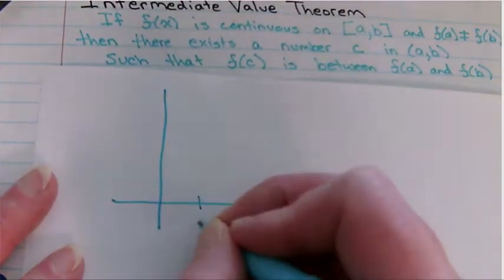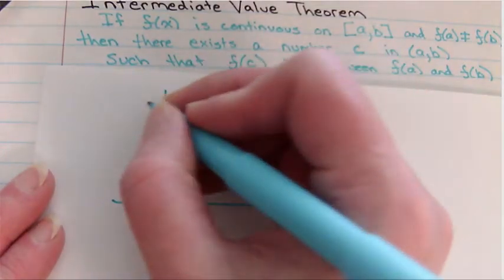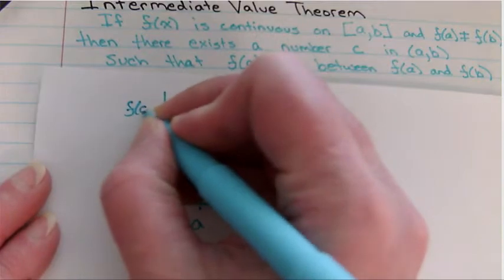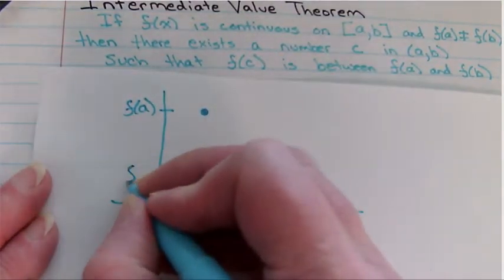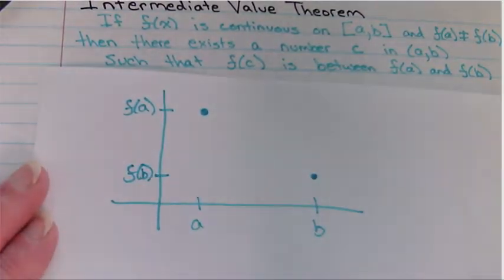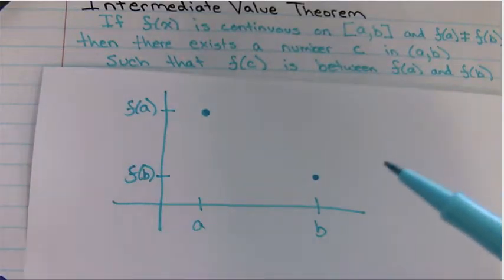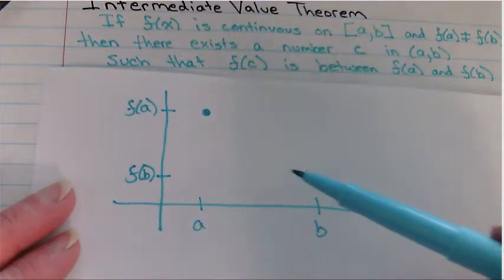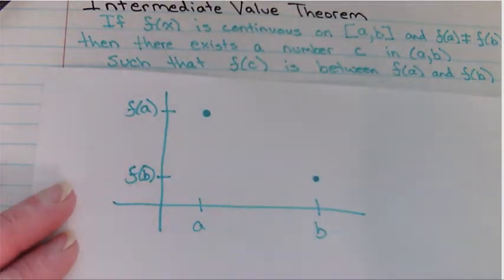function, and here's a and here's b, and it doesn't matter which one's on top. Let's call this point f of a, and here's this point, and that would be f of b. What the intermediate value theorem says is that if f is truly continuous, then to get from point A to point B, I've got to pass through every other y value on this graph.